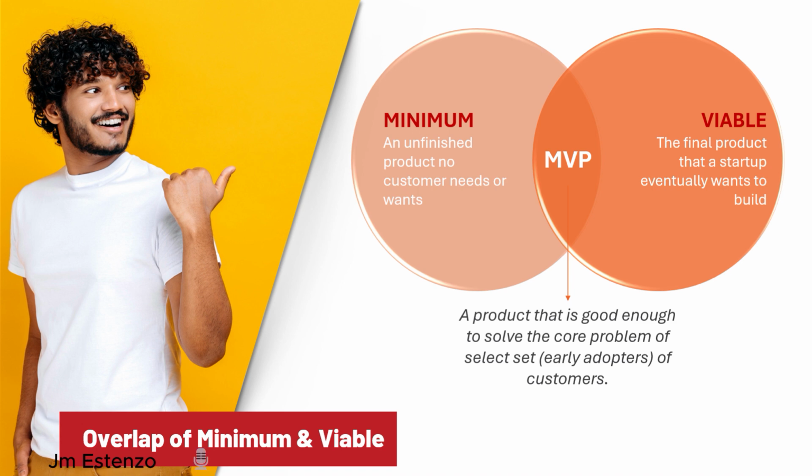And the viable product. Now look at the circle on the right, labeled viable. It represents the ultimate goal, the final product that the startup eventually wants to build. It has all the bells and whistles. It's highly polished and solves the problem perfectly. However, building this first is usually too expensive, too time consuming, and carries too much risk. We might build this beautiful final product only to find out we misunderstood the market entirely.